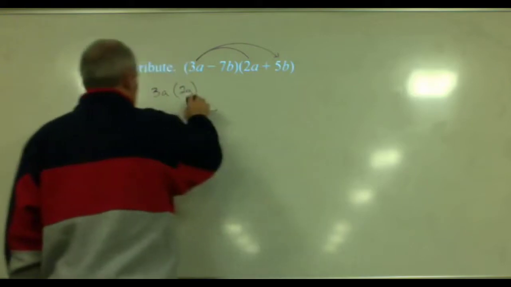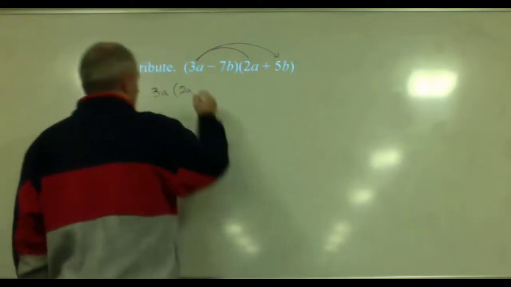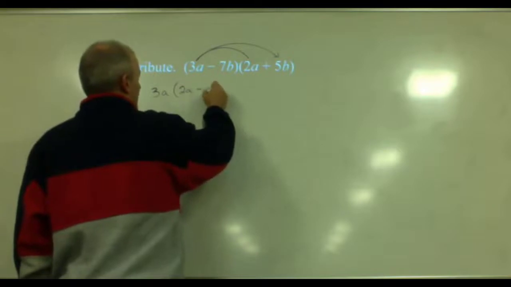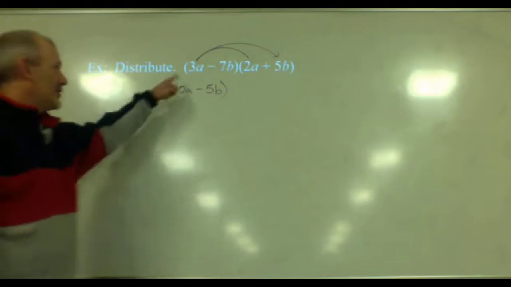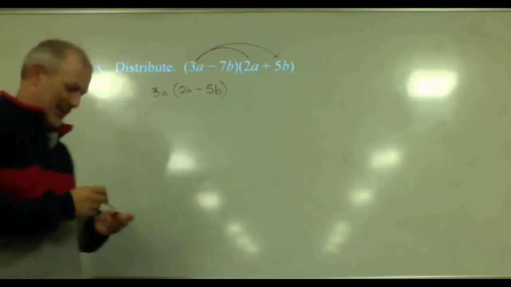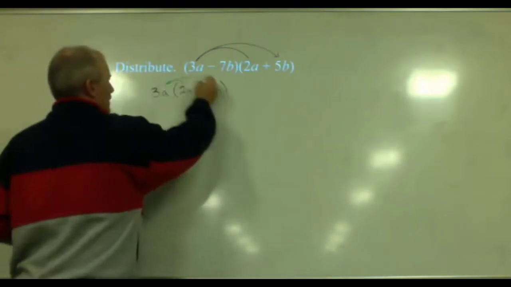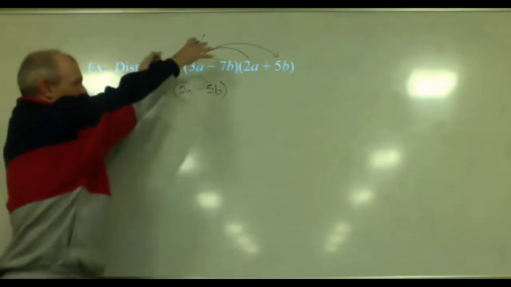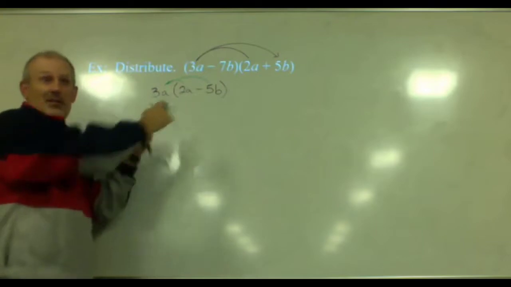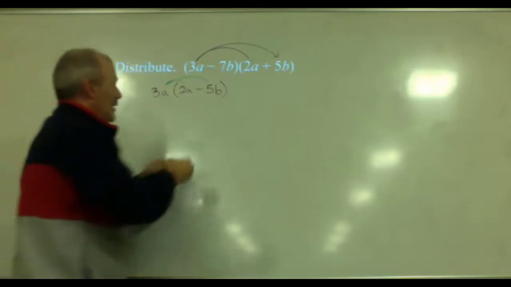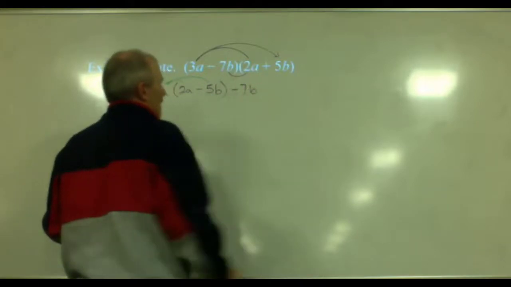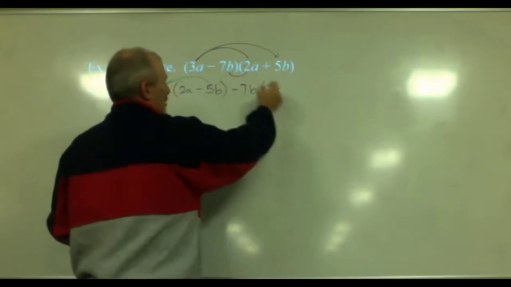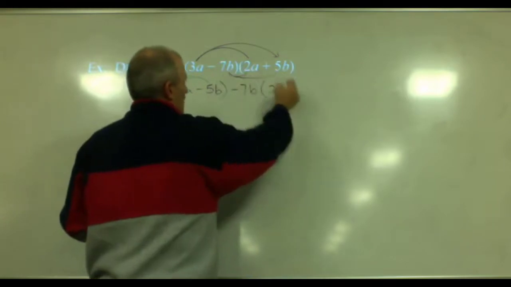So what I'm actually doing is I'm taking the 3A and multiplying by the 2A and the 5B. Does that make sense? I'm distributing the 3A to both of these, and I could do that right here. So do we see that so far what I've written up there is actually the same as what I've got down here? And then what would we do? We would take this negative 7B and we would multiply it by the 2A and the 5B.